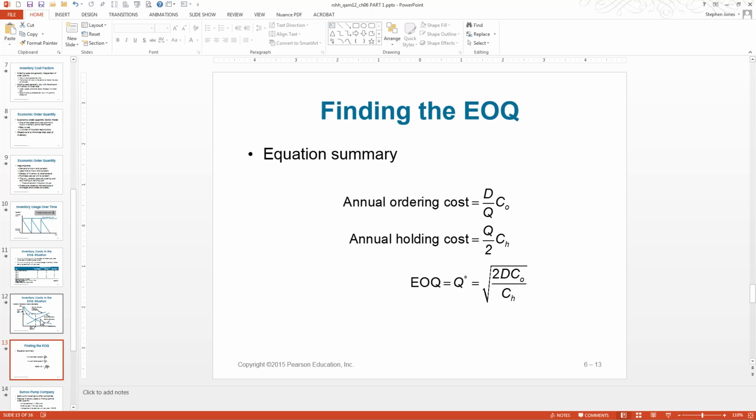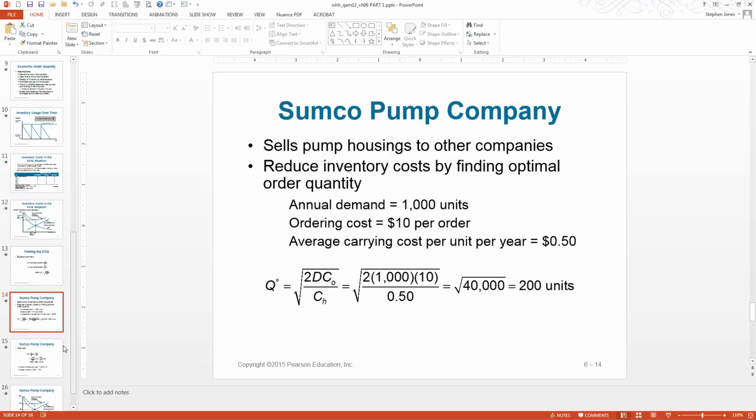You could do that with each of these equations here, but instead what we're going to do is look at the bottom equation, the economic order quantity right here. This is the only equation that you're actually going to be using. So your cost of ordering and the cost of holding or carrying are what's actually in play here. And so let's take a look at how it's done.